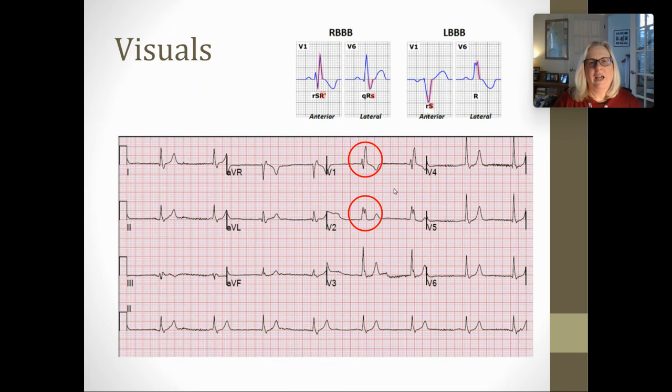Here we go. If you've ever seen this, especially in V1 and V2, where it looks like a little rabbit ears thing, that is a sure sign that this is a right bundle branch block. And again, you will see it in V1 and V2 because your right bundle branch is sitting right underneath V1 and V2, on the right side of the septum. So it's picking up there. You occasionally will see it in V3 as well, depending on placement of V3. But you're looking for rabbit ears in V1 and V2, right bundle branch, RSR.